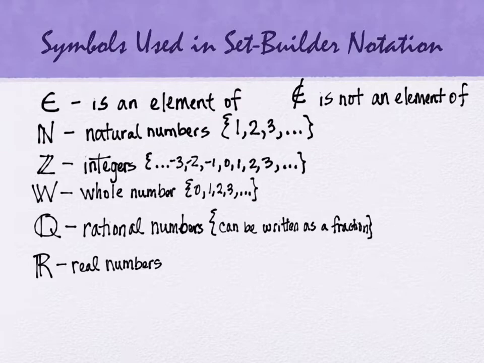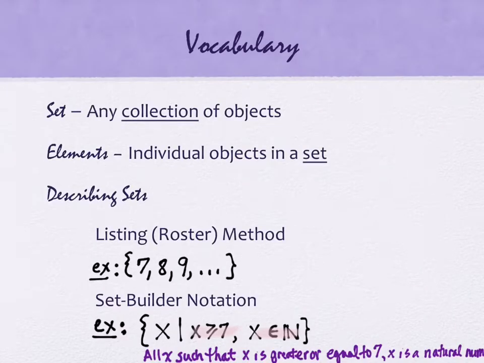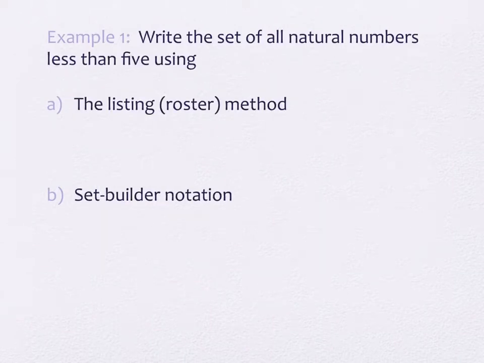All right, so we're going to do an example, much like this previous one, where we're going to talk numbers for the moment. We're going to take both the listing or roster method and the set builder method, and write the set of natural numbers less than 5. In a list, in curly braces, I'd write 1, 2, 3, 4. I don't include 0 because 0 is a whole number, but it's not a natural number. This is just a list, 1 through 4.